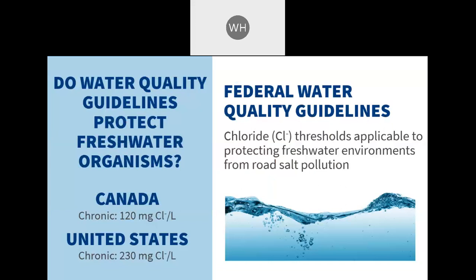Government guidelines. Another question we're addressing is, do federal thresholds for different types of salts protect freshwater ecosystems? If we look at Canada and the United States, those are the two lowest chronic thresholds around the globe that we know of. So keep these in mind: 120 milligrams of chloride per liter and 230 milligrams of chloride per liter. These are thresholds that are supposed to protect sensitive freshwater organisms, okay?